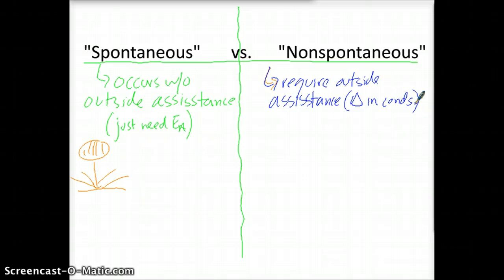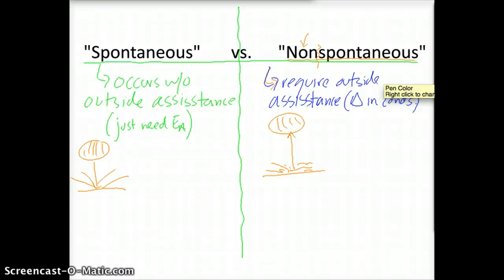Let's think about the egg example here. An egg that's broken on the floor, by just leaving it there, it's never going to go back up and turn back into an egg by itself. That's never going to happen. That's a non-spontaneous process. You would need to have some special outside assistance. In this case, maybe some glue and some paper clips, a lot of different stuff in order to take that broken egg and turn it back into a whole egg.